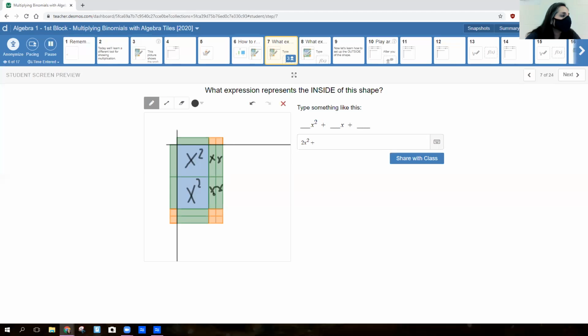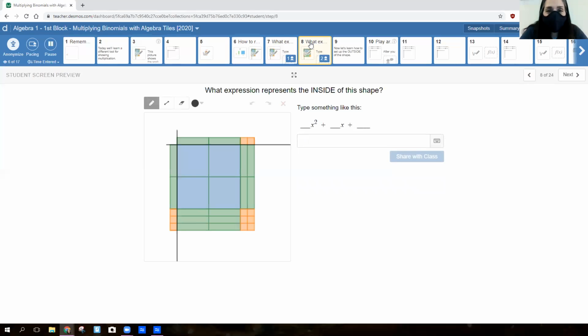Like that. So you would type 6x, and then we had these 4 little ones right there, so we would type plus 4. Perfect. And share it with you. I'll share mine. And move to slide 8.